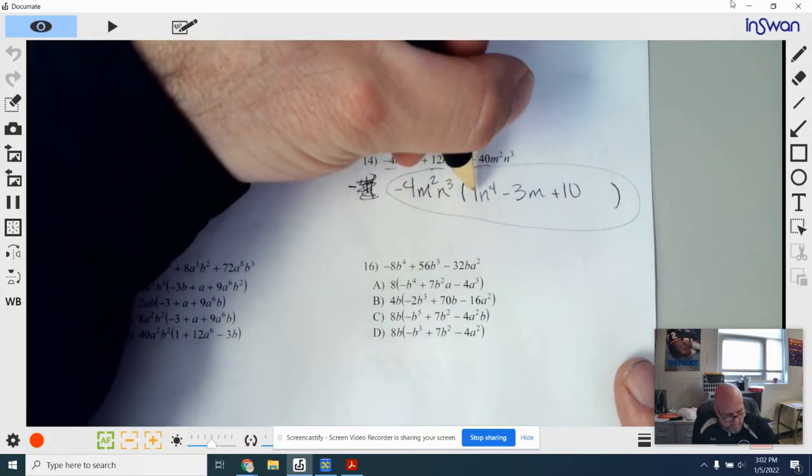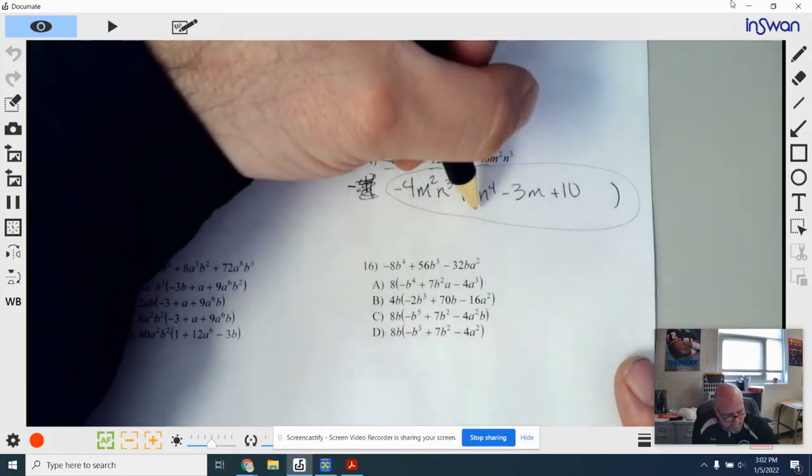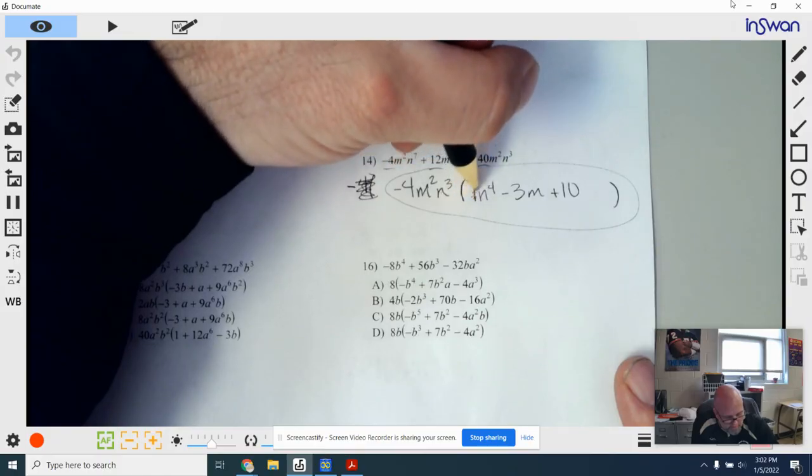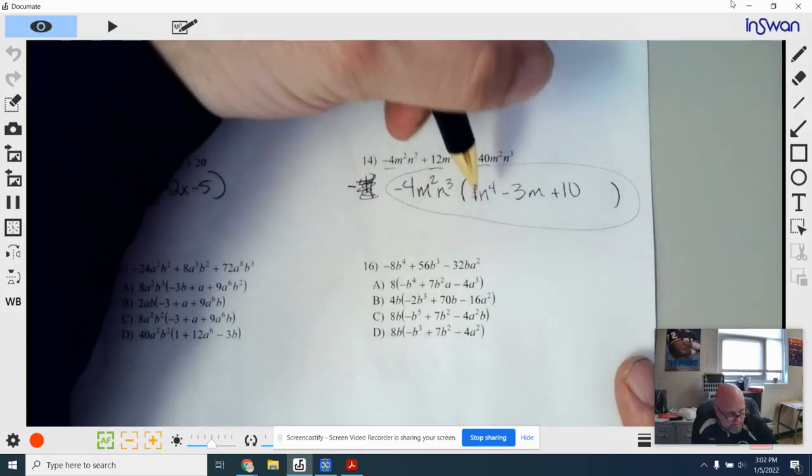Note, though, that when you see it written maybe on a sheet or something, they're not going to put that 1 there. They'll just say n to the 4th. But if you put that 1 there, that's fine.